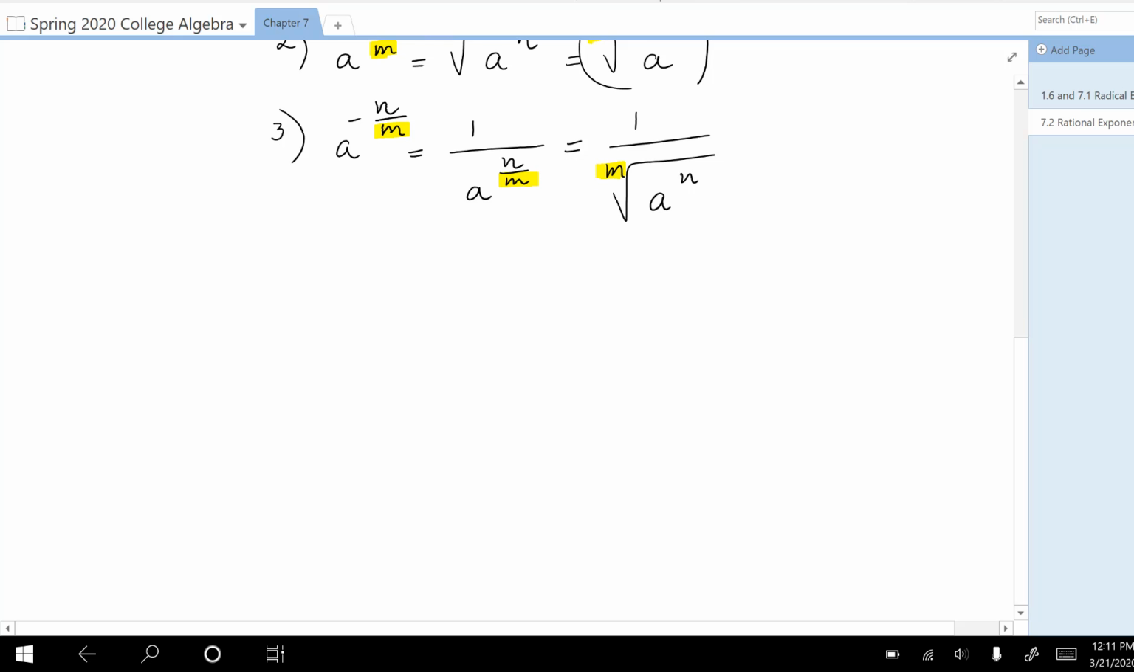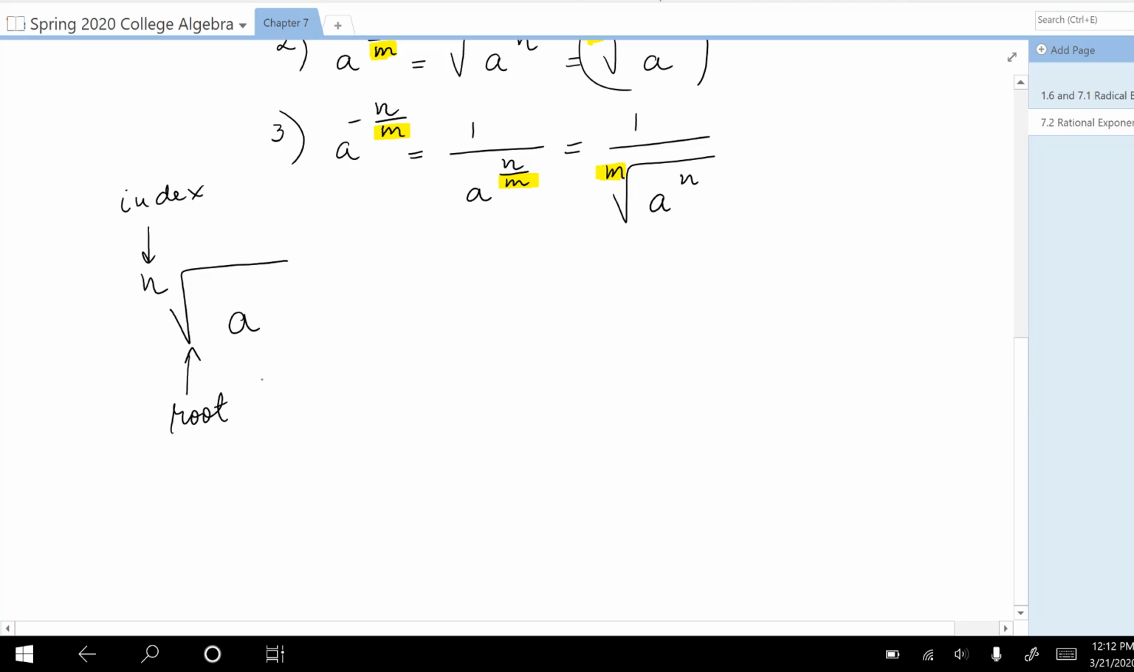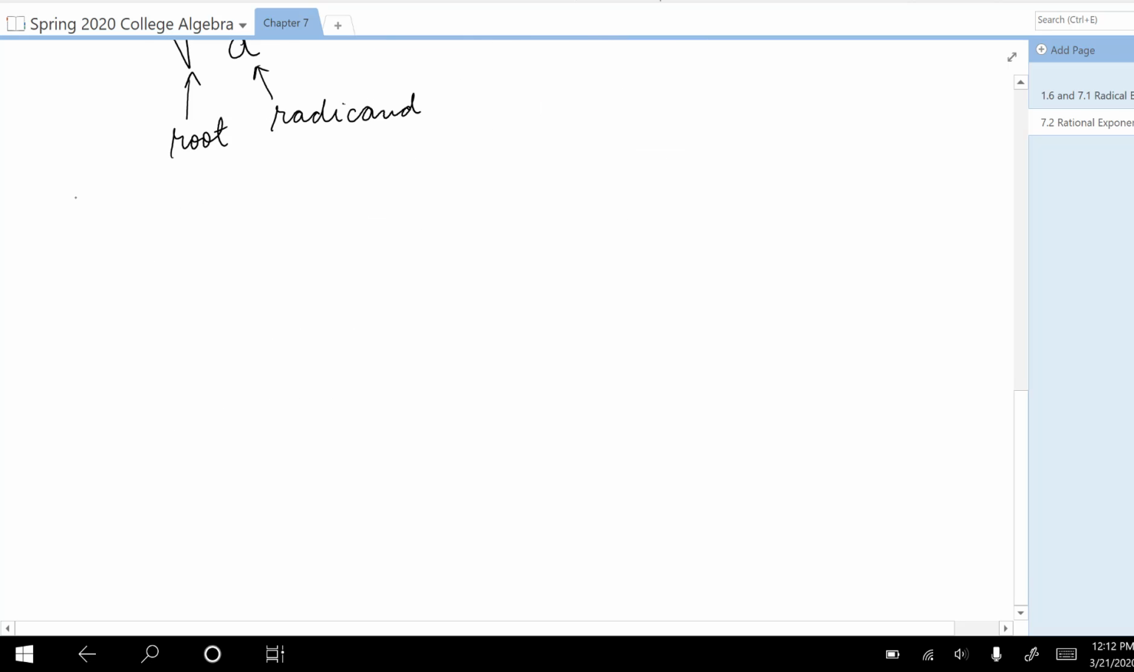So basically, I can say that in general, if I have n root of a, this n is called the index, this is the root, and a is called, well, the number under the root, the radicand. Just to have the vocabulary. So let me do a few examples.